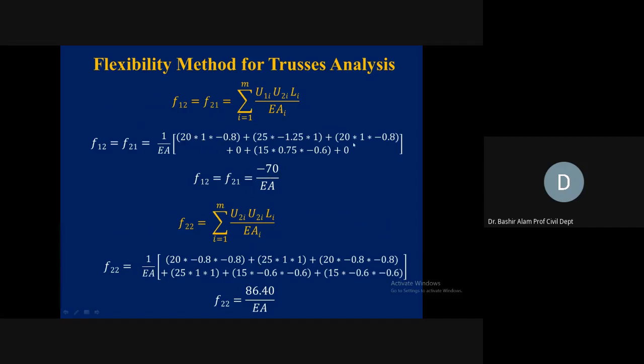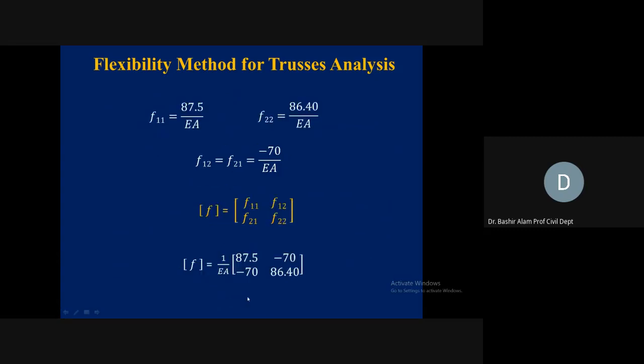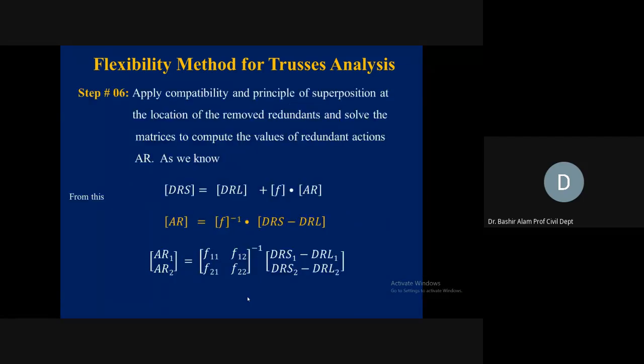You see the contribution of all the 6 members again, and F22 is calculated. So we have the F22. This is now the consolidated flexibility coefficient matrix. Next, now we go and write the compatibility equation. So compatibility equation is written.